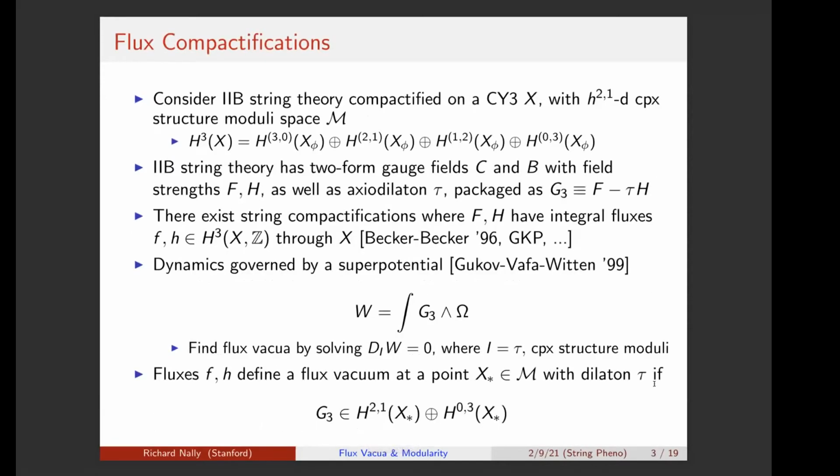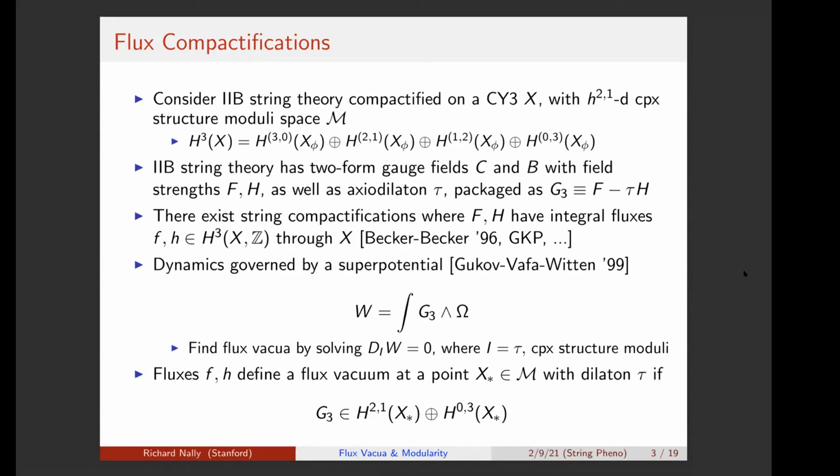I want to start by reviewing the basic physical setting for this work, which is supersymmetric flux compactifications. We start off with type IIB string theory in 10 dimensions, compactified to 4 dimensions on a threefold X with an h^{2,1}-dimensional complex structure moduli space M. At each point in complex structure, we have a way of breaking down the middle cohomology, H^3 of X, into a Hodge decomposition where I have (3,0) forms, (2,1) forms, and so on and so forth.